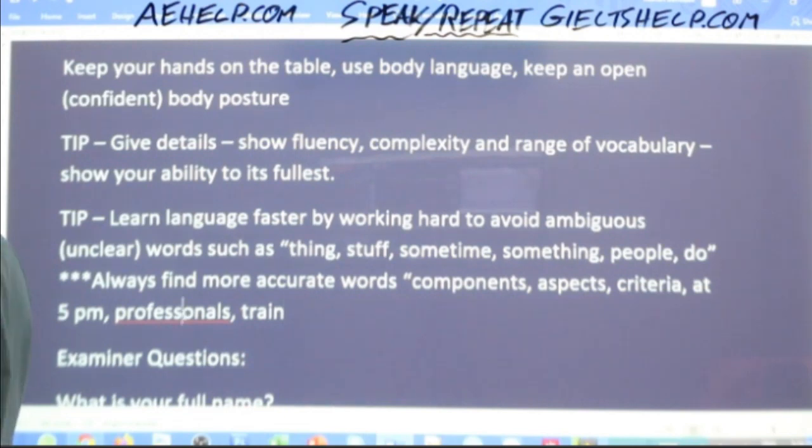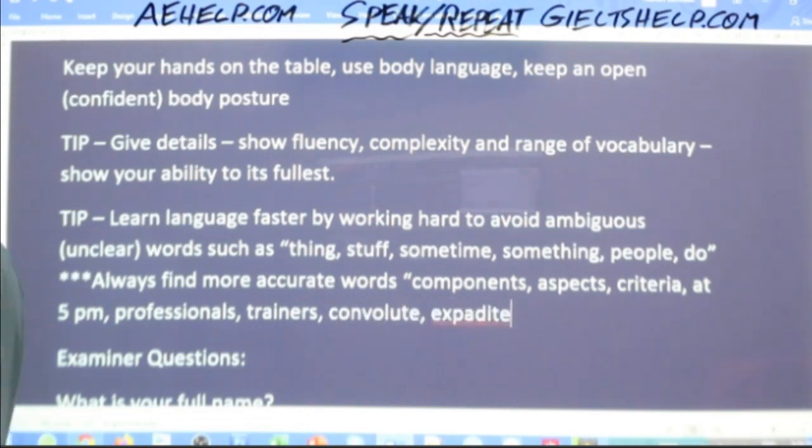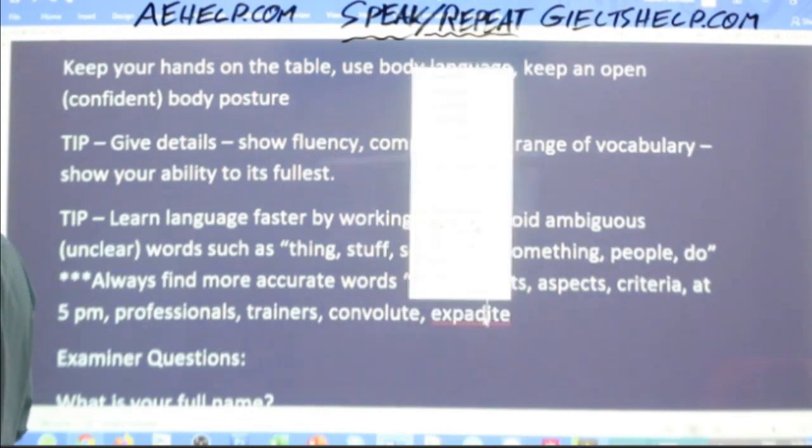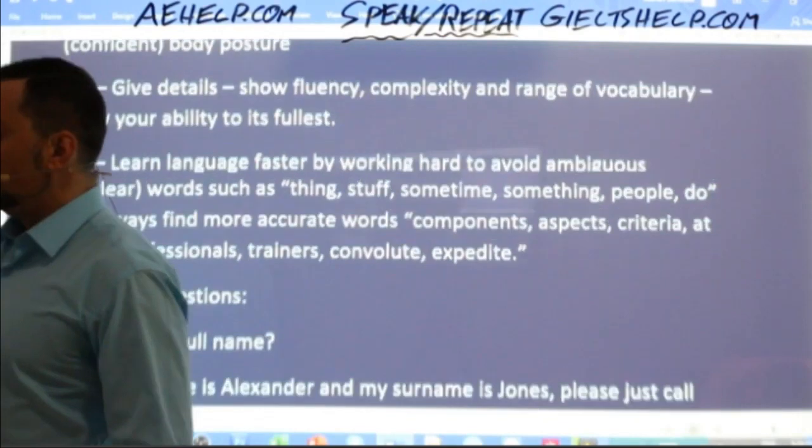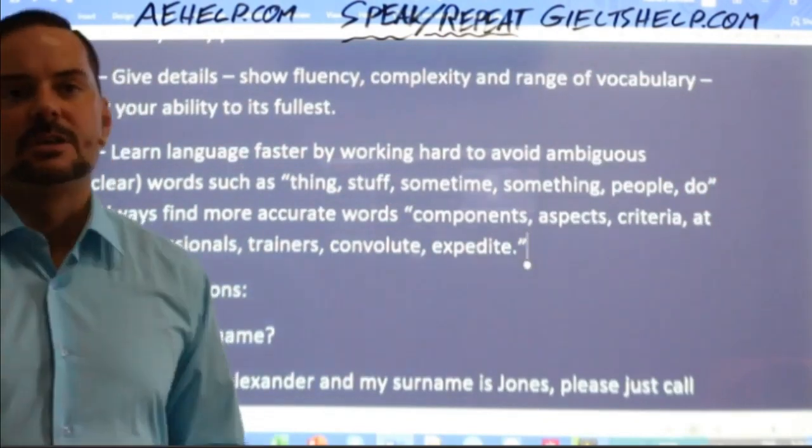Okay, so always think about that more specific word. Okay, convolute, expedite. So I'm just giving you some made up verbs for replacing the word do. Okay, for instance.